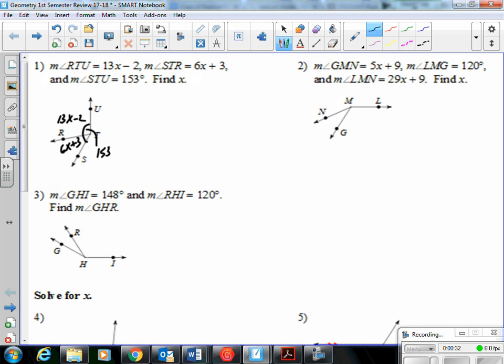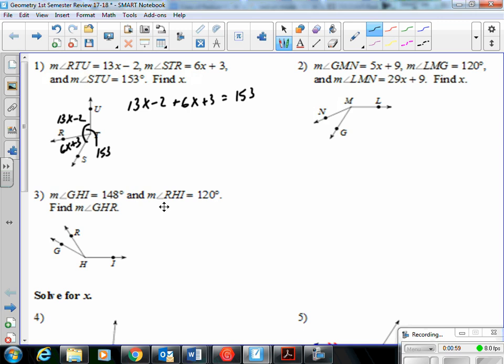So to solve for x, we're going to have to add angle RTU plus angle STR to get angle STU equal to 153. So 13x minus 2 plus 6x plus 3 equals 153. That's just an algebra problem from here.